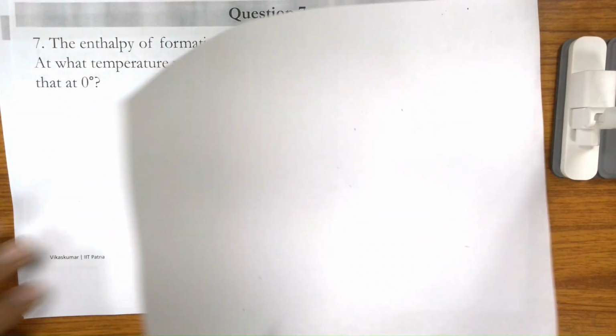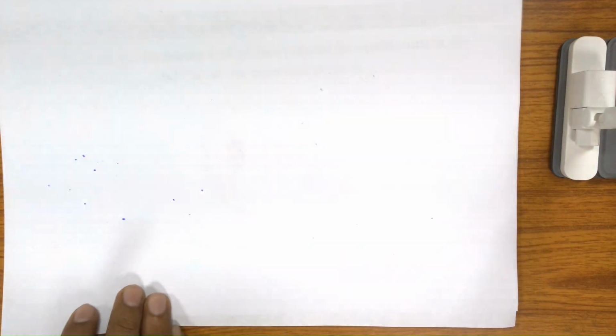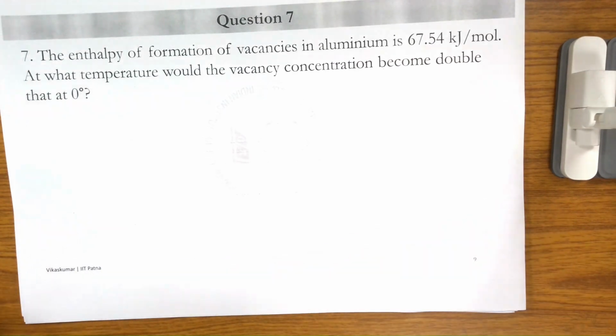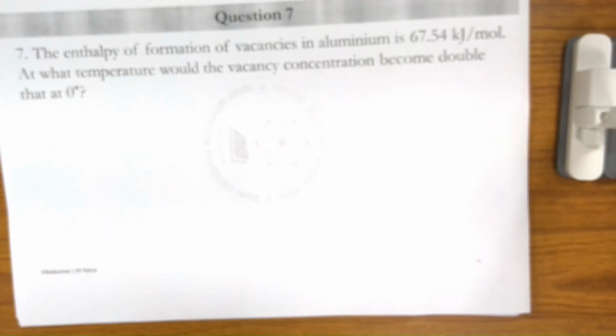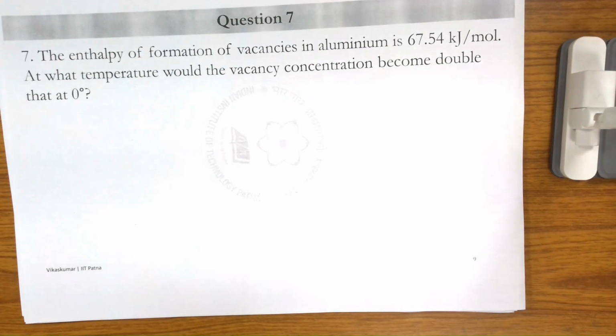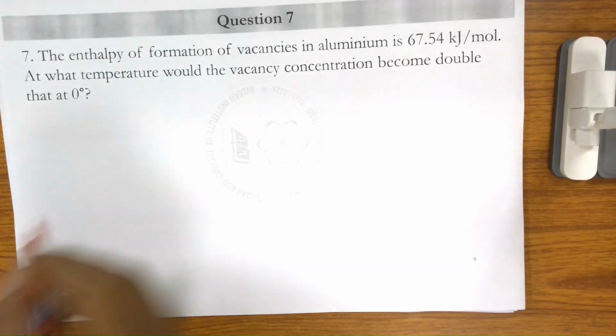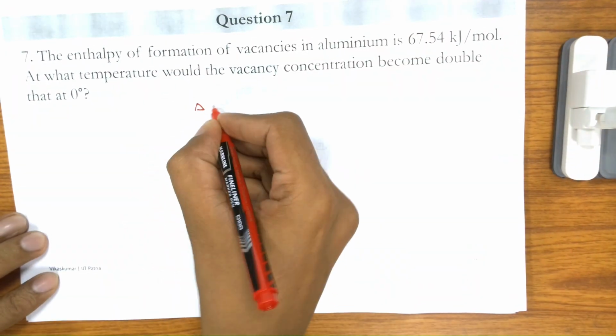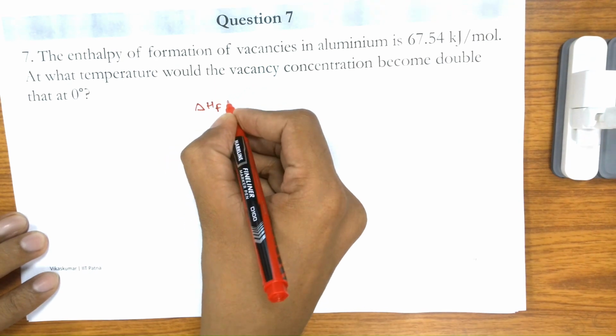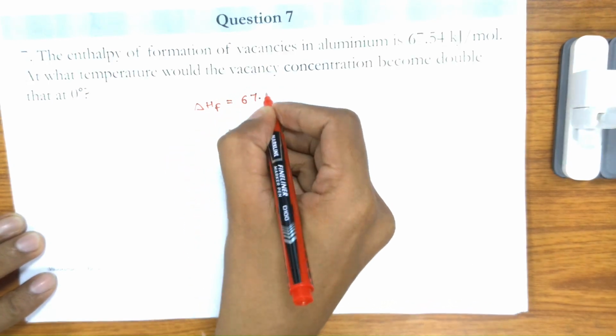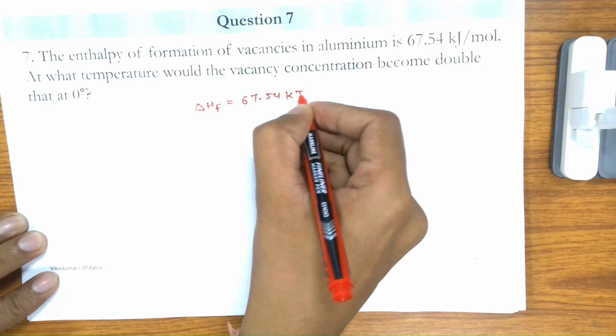Let's move ahead to question number 7. So this is the question. The enthalpy of formation of the vacancy in aluminium is 67.54 kilojoule per mole. So delta HF is given to us.